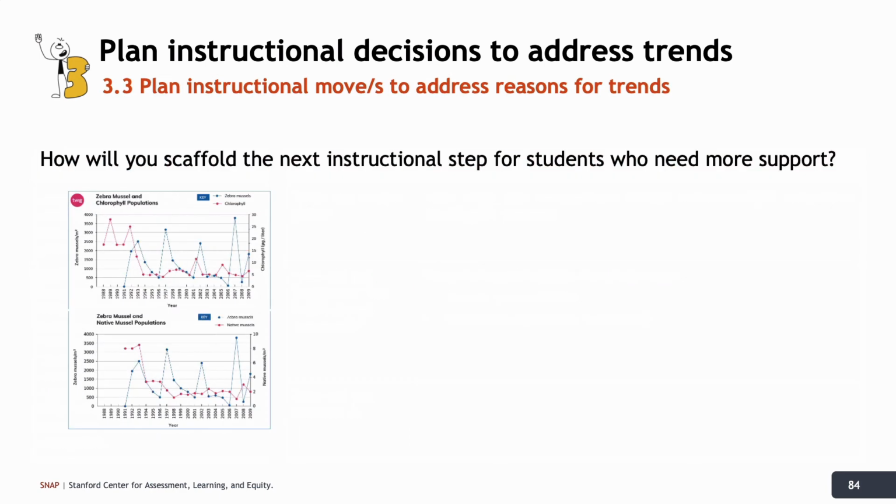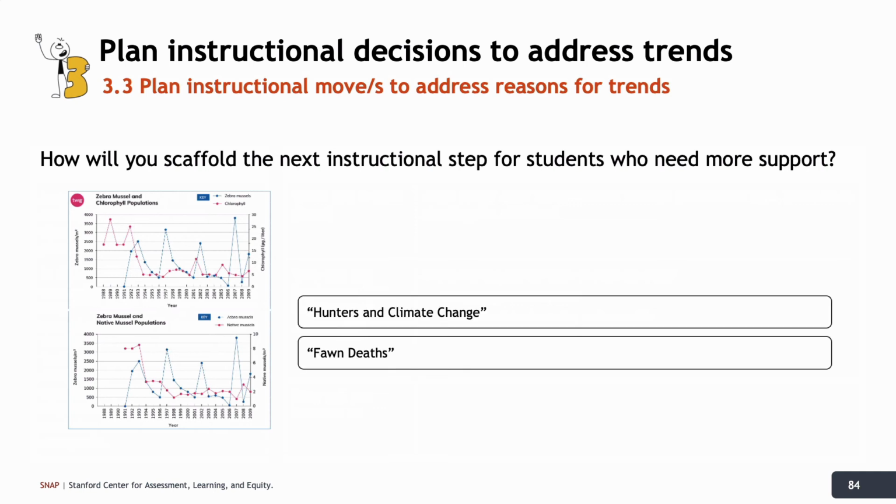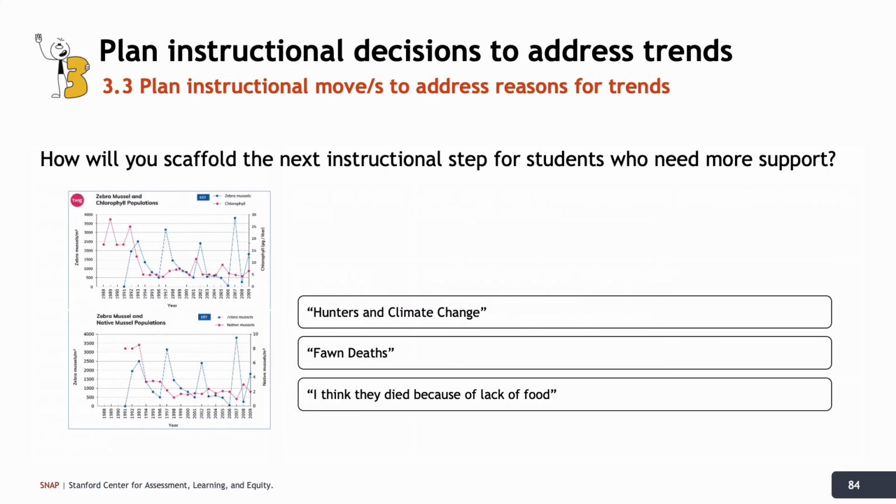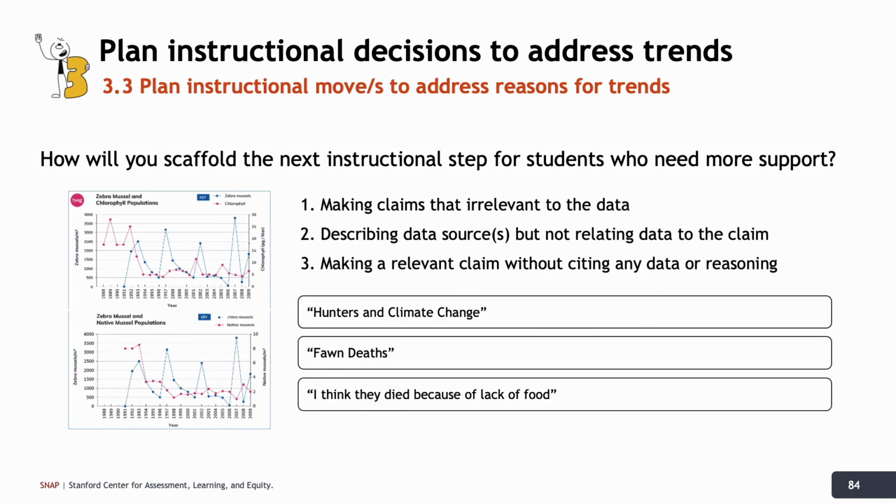But what about our students who are struggling with the same trends with the DCI and SEP, but are needing even more support to get to the kind of responses we see in 75% of the class? Recall these three examples of some of our emerging responses from question 4 in the DEAR task. We're seeing a few different issues at the emerging level. Student 1 makes a claim that's irrelevant to the data. Student 2 is attempting to describe data source 5, but isn't relating the data to a claim. And student 3 is making a relevant claim, but there's no support provided.